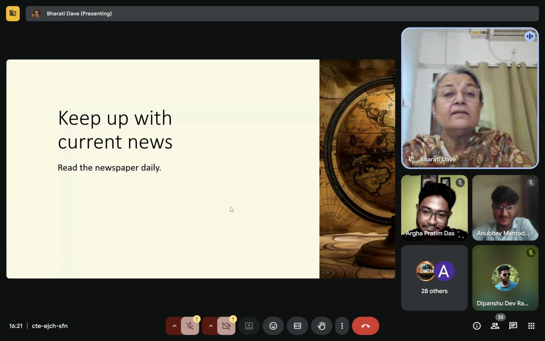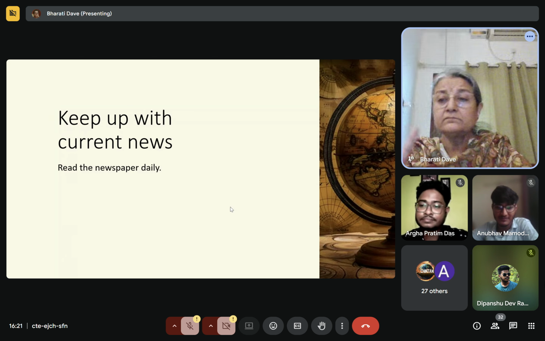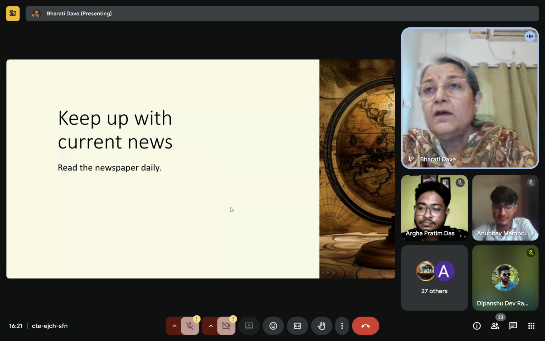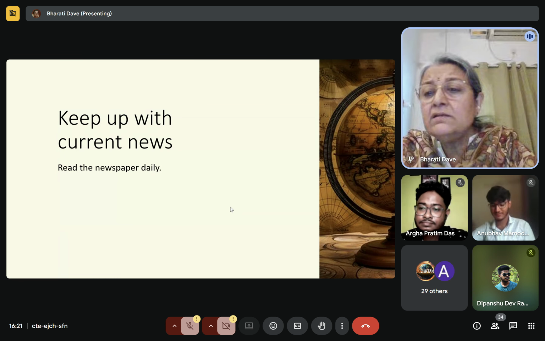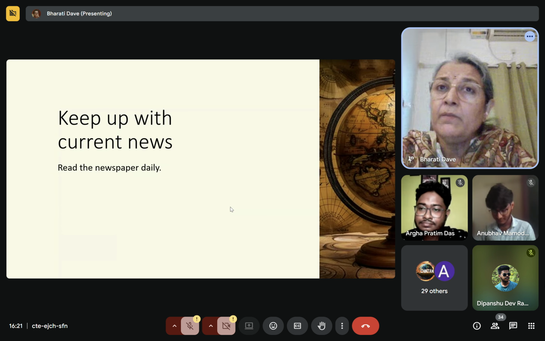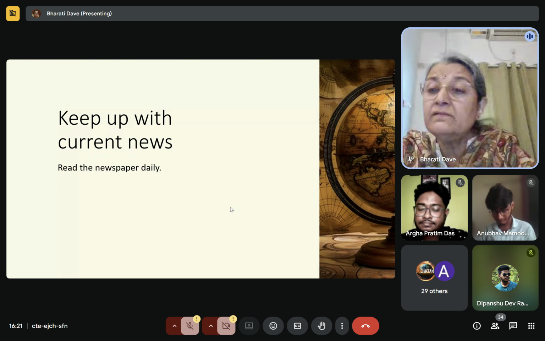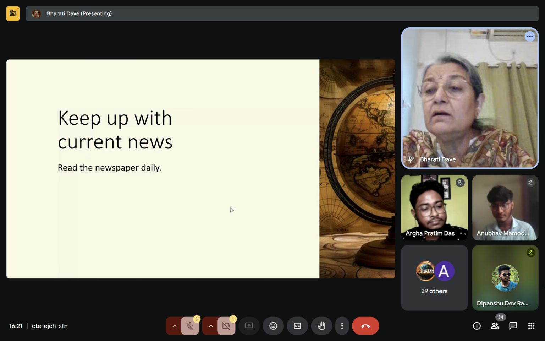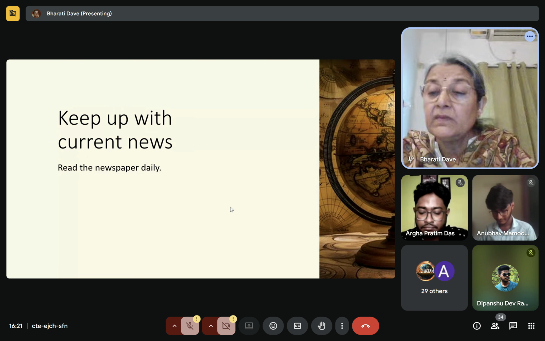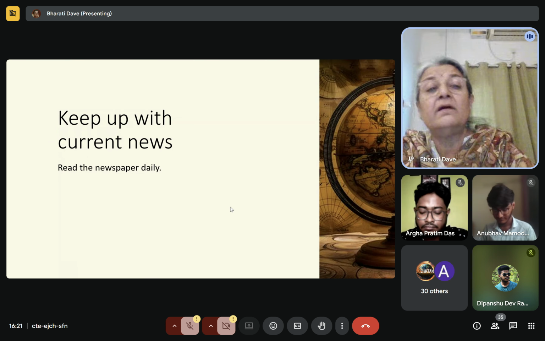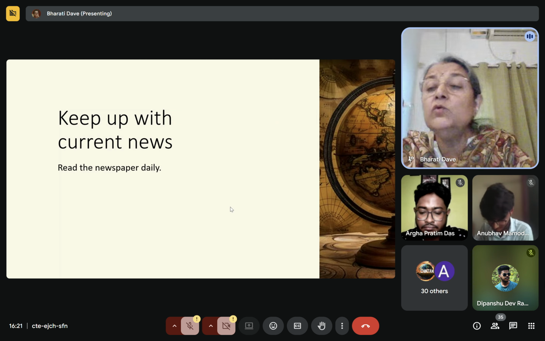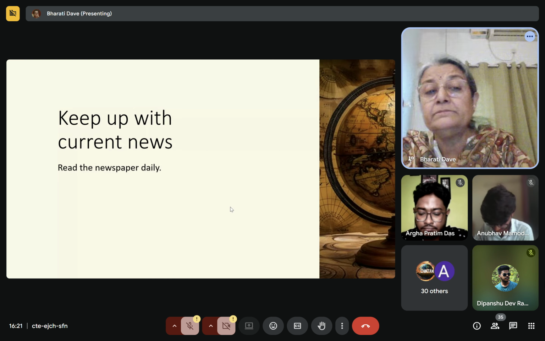Then the third thing is that keep up with the current news. As geographers, geography is a very current subject. We may talk of the Himalayas, or how they were made, but what is happening to the Himalayas now, and what is the role they are playing in climate change and other things, or economy or anything. That is what makes a link from the past to the present. So where will the present come from? The present will come from keeping yourself updated with current news.